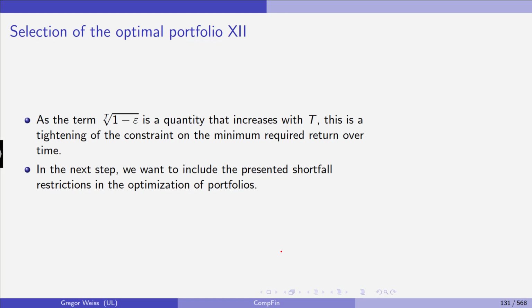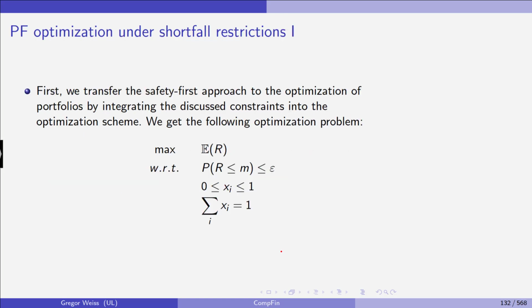And as this term is a quantity that increases with T, this is a tightening of the constraint on the minimum required return. In the next step, we want to include the presented shortfall restrictions in the optimization of portfolios. So first, we take our safety first approach to the optimization of portfolios by integrating those discussed constraints into the optimization scheme.